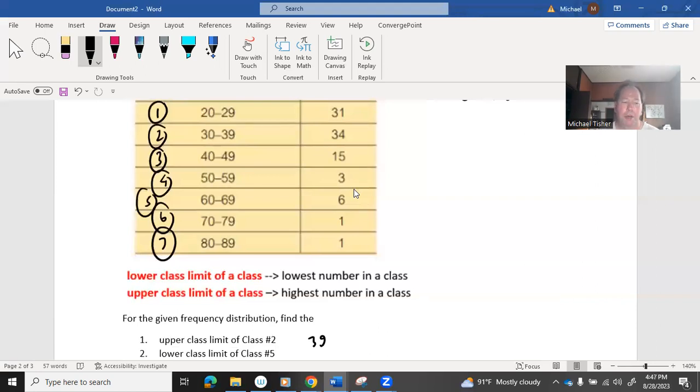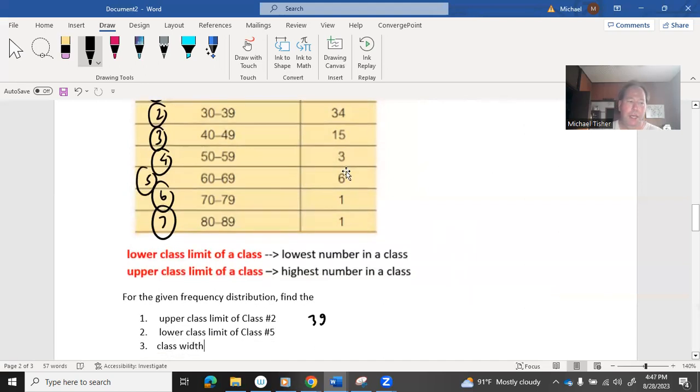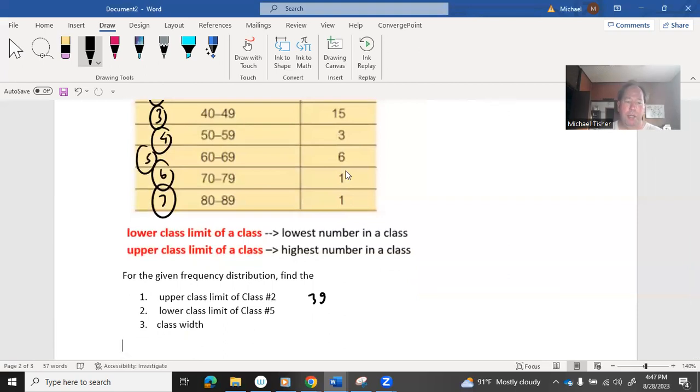Next, we would like to have the lower class limit of class number 5. So the lower class limit is whatever number the range starts with. So we go to class number 5, and class number 5 are the ages from 60 to 69. So what number does the range start off at? It starts off at 60. And so 60 would be the lower class limit of class number 5. All right. Next we're going to find the class width.